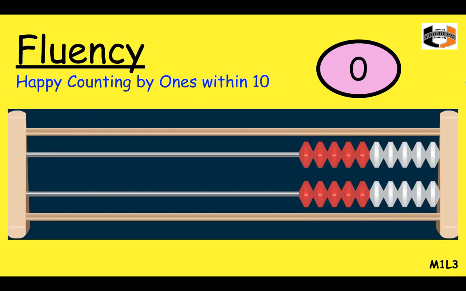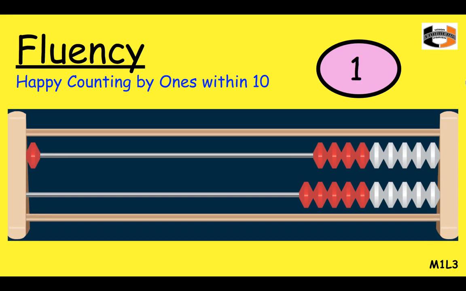This is our fluency exercise. And this is a math tool. On each bar, it has 5 red beads and 5 white beads. This is called a rekenrek. It's always used in first grade. You're going to see this a lot. So we're going to do happy counting by ones within 10. As we count, the beads are going to move across to the other side.